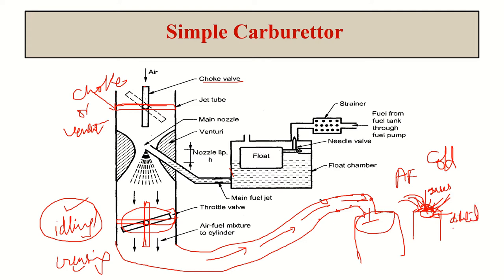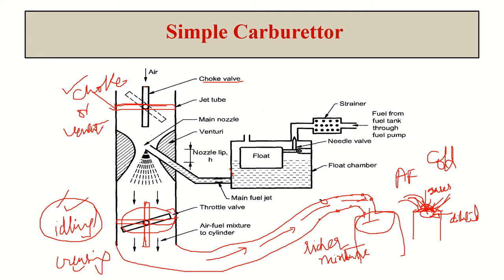So diluted. The thing is, if the fuel quantity is less and there are diluted gases over here, then the oxygen quantity is less. So we have to see that more fuel atoms come in contact with the oxygen. That's why it is better to supply a richer mixture during idling. So maintain that a richer mixture is supplied. During idling we need a richer mixture, and during starting we require a richer mixture.